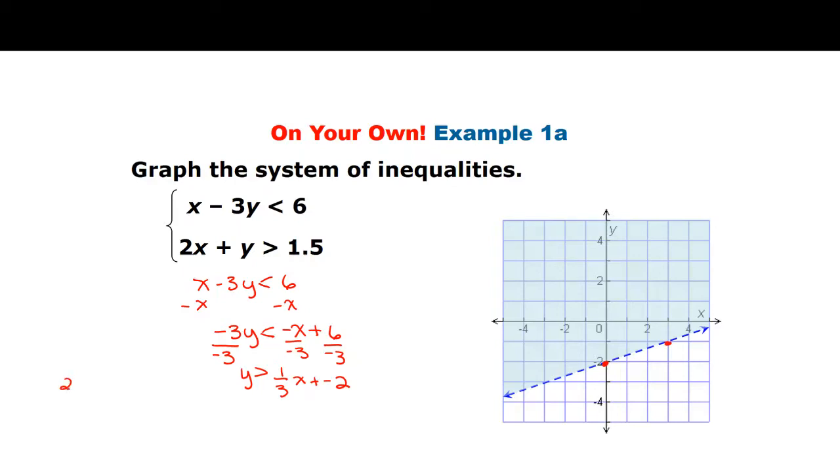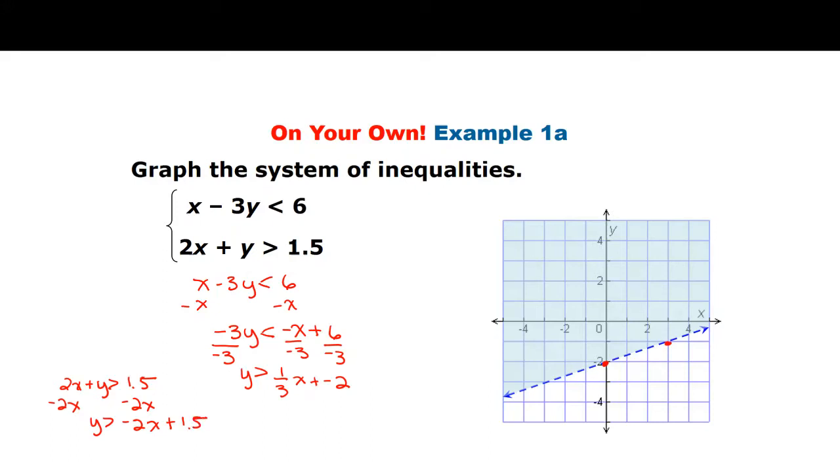Should be 2x plus y is greater than 1.5. All right, and let's subtract 2x from both sides. So that leaves us with y, and actually it should be greater than. Let's get that right. Y is greater than negative 2x plus 1.5.